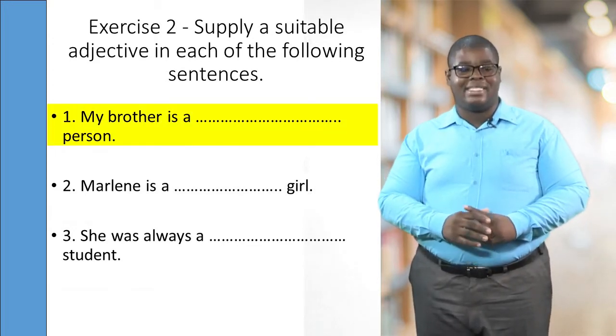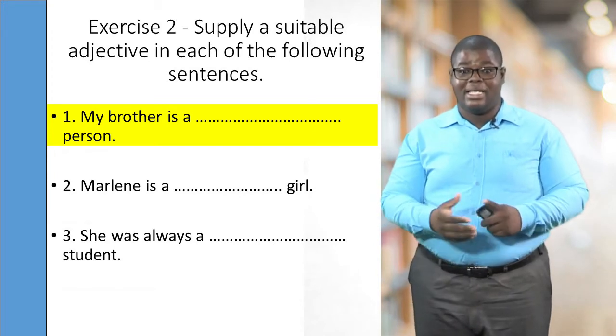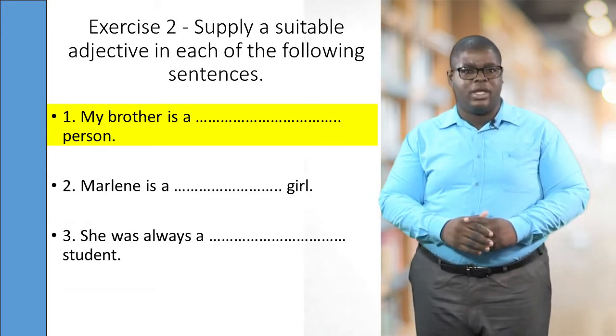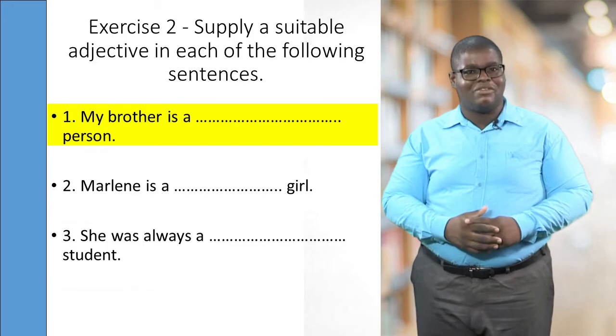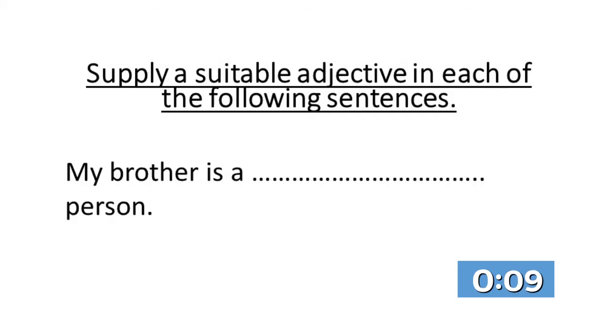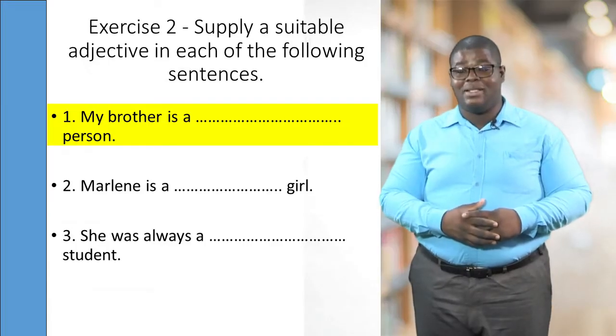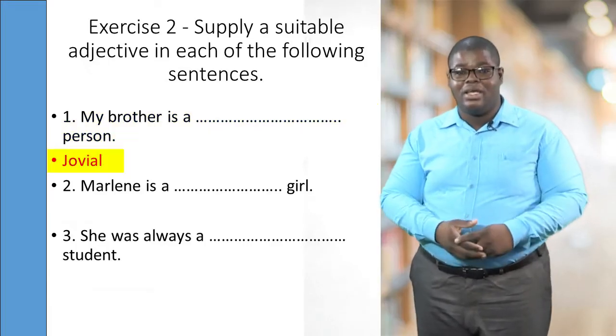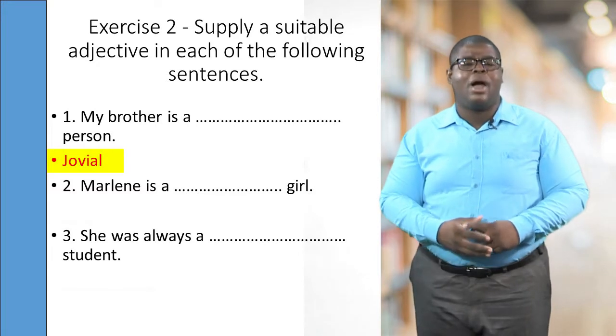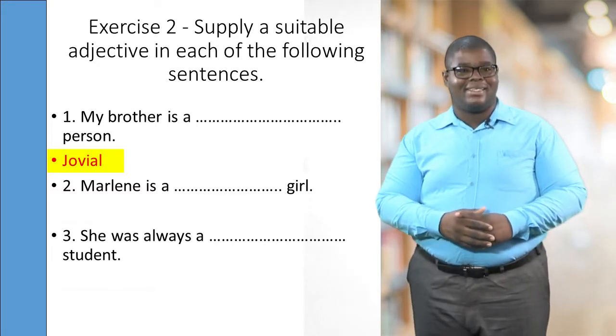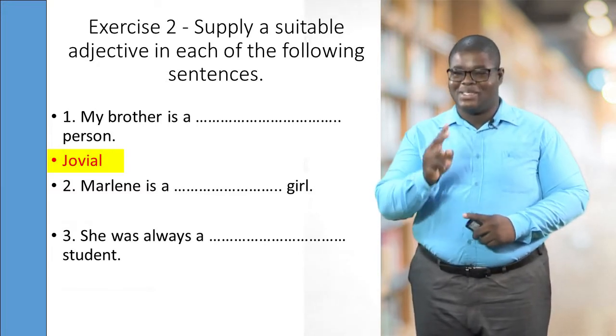My brother is a person. So an adjective needs to go there. Insert an adjective. Call it out. Now, I have one example of an adjective that can go there. Jovial. My brother is a jovial person. All right? You got it? Let's go to sentence 2.